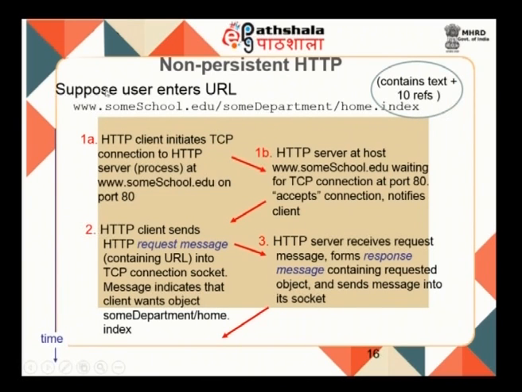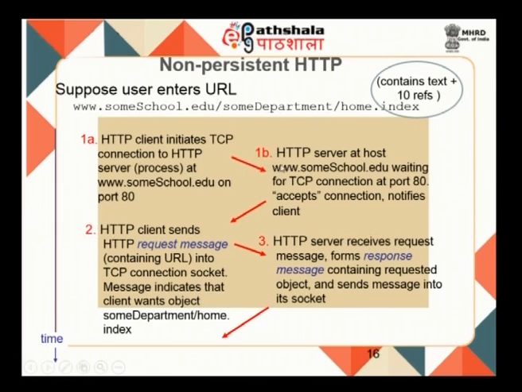If you look at non-persistent HTTP, let us say we have a web page which contains text plus some 10 references, that is, references to 10 different objects. Let us look at the steps that are involved in this scenario. The user enters this URL, someschool.edu/somedepartment/home.index. The first step is that the HTTP client, which is the browser basically, will initiate a TCP connection to the HTTP server at www.someschool.edu on port number 80.